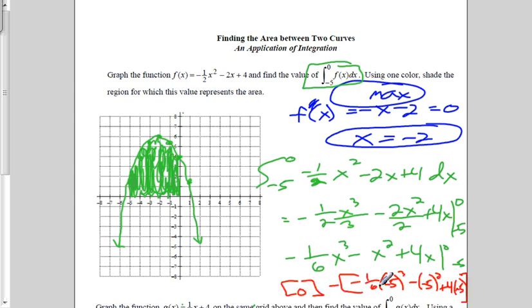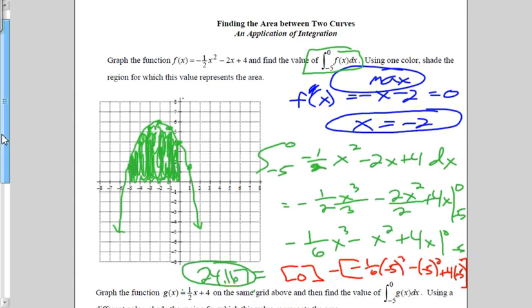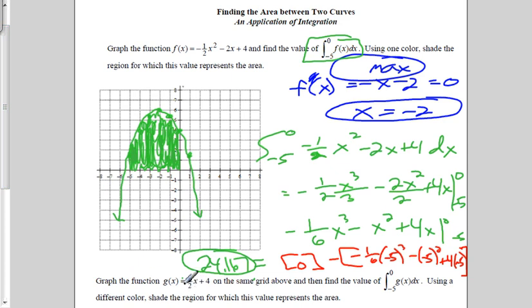And we're going to get some decimals here. So every place I see an x, I put in 0. Obviously that's going to be 0. Then I subtract that from the lower interval, which would be negative 5. And I'm going to give you this value. This comes out to 24.167.